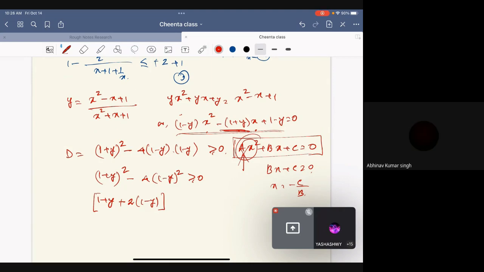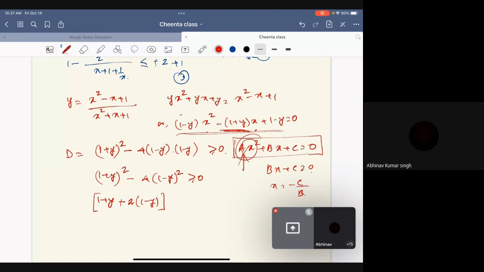So what I'm saying is, even if we solve for x, we are getting the range 1 by 3 comma 3. So the range of x would be from 1 by 3 to 3. So we are finding a kind of generalized equation to find the value of x.